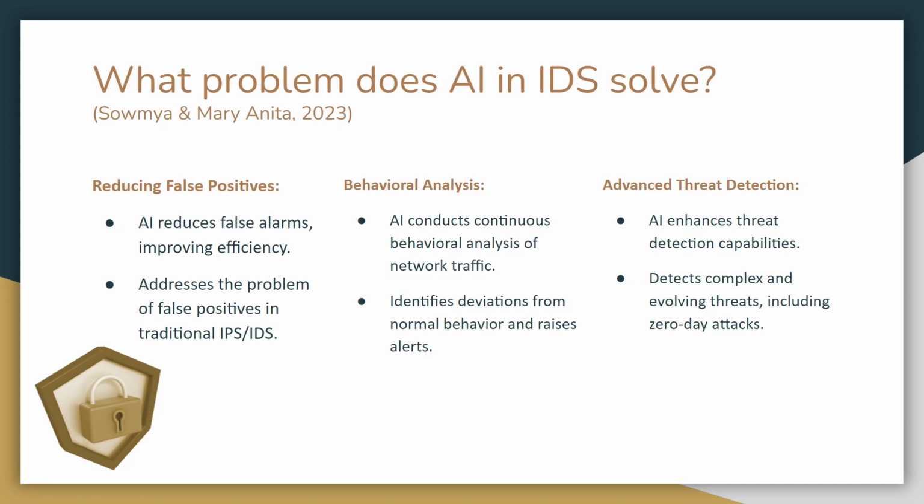First up, false positives. These are false alarms or alerts that traditional systems generate, which can overwhelm security teams and lead to missed real threats. AI algorithms are adept at reducing false positives. They do this by learning from vast amounts of historical data, allowing them to distinguish between genuine threats and harmless network activity.